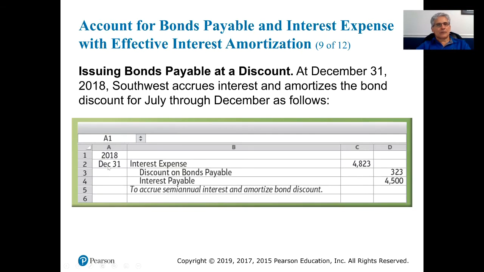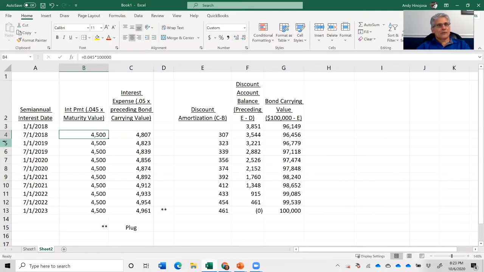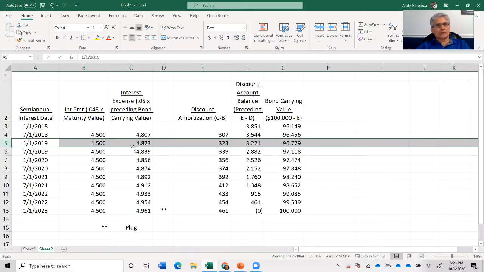On December 31st, we're not going to pay it because the payment isn't due until January 1st. We did this before, right? We're not going to pay it, but we do have to accrue for it because at year end, it's December, we have to accrue for the interest. So the interest expense we're going to recognize is $4,823. This is on December 31st, 2018. Where does that come from? Well, this is coming from the January 1st amount. We're going to pay it on January 1st, but on December 31st, we'll go ahead and recognize $4,823.